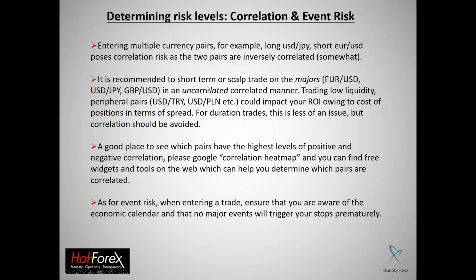Okay? It's recommended to short-term or scalp trade on the majors, Euro USD, USD JPY, GBP USD, in an uncorrelated manner. Trading low liquidity peripheral pairs could impact your ROI owing to the cost of positions in terms of spread. So please note that the less liquid the pair, the more spread you will face. For duration trades, this is less of an issue, but correlation should be avoided because when you have correlation in your chosen currency pairs, this actually means that you are doubling up your risk unnecessarily.